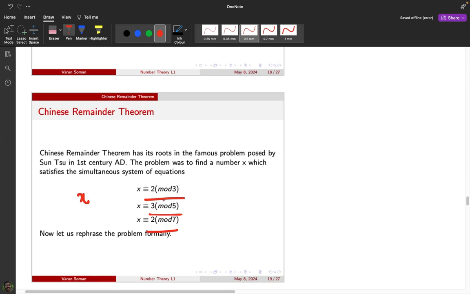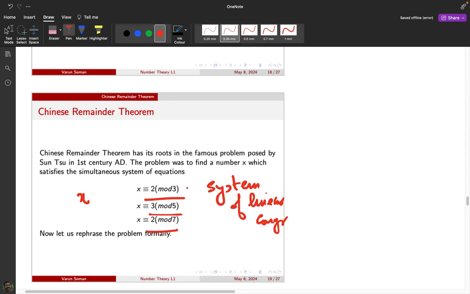The only thing is that it is a system, that means there are many equations, a system of linear congruences. We will check whether it has a solution, and if there is a solution, how to find it. That's what we are going to discuss in this class. So we are going to do this more formally here.